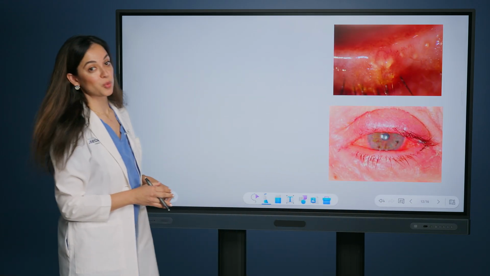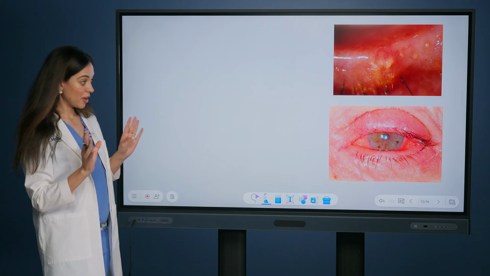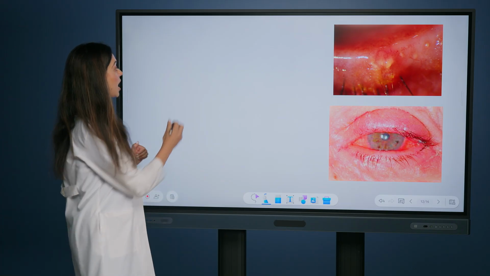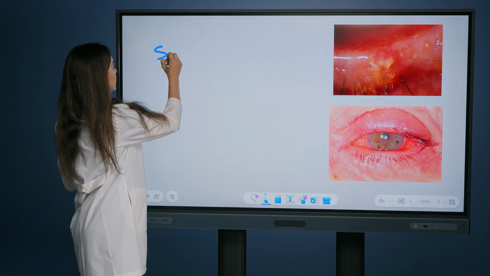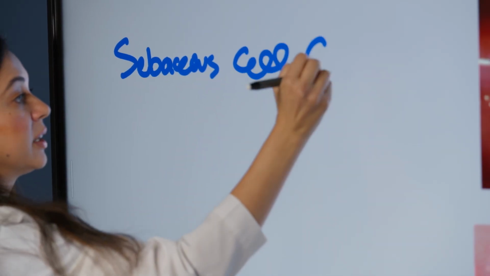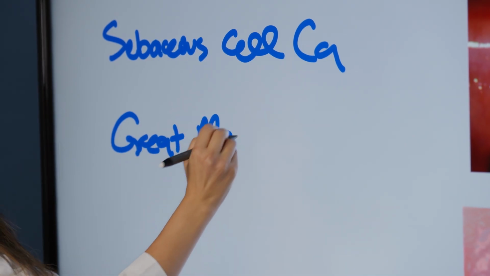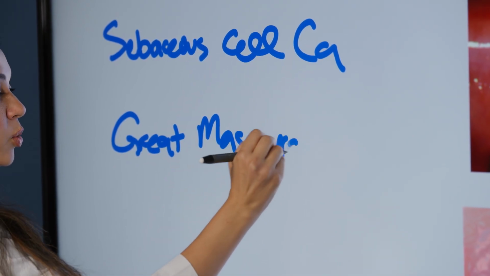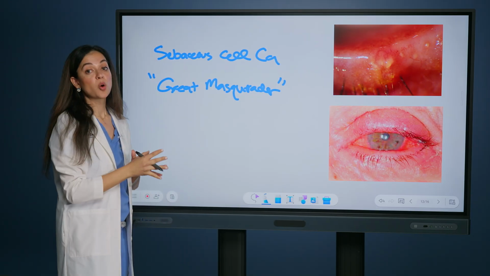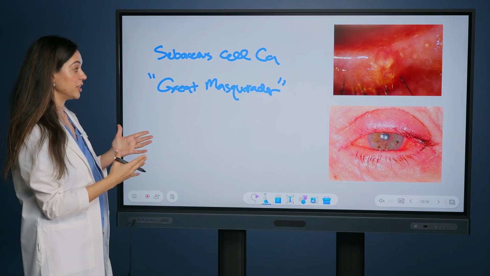Okay, so we just talked about a lot of the benign dermal lesions, but what we always want to keep in the back of our mind and never miss, of course, is the malignant dermal lesion, which is the sebaceous cell carcinoma. And this is actually known as the great masquerader. In my career, I have seen multiple patients who were being treated for chronic blepharitis, when indeed it was an underlying sebaceous cell carcinoma. So what are sort of the hallmark features of this?